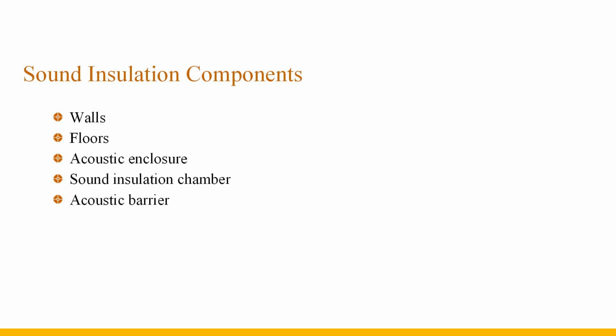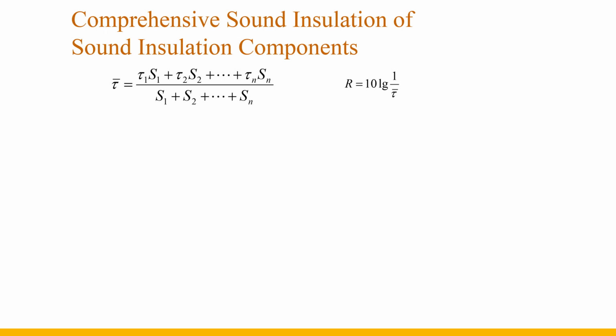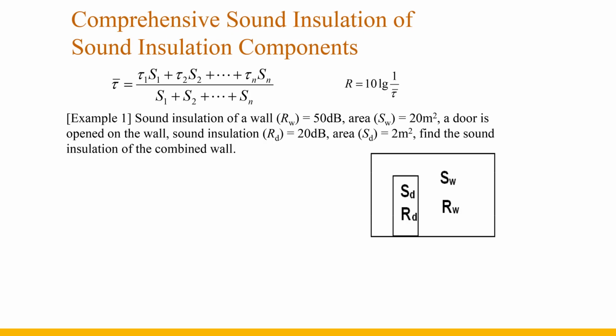Now let's learn the calculation method of the sound insulation of a composite component. Assuming that a combined sound insulation member consists of n submembers, the product of the transmission coefficient and the area of each submember is its transmission amount. The ratio of the total transmission amount to the total area is the average transmission coefficient. Next, let's do an exercise.